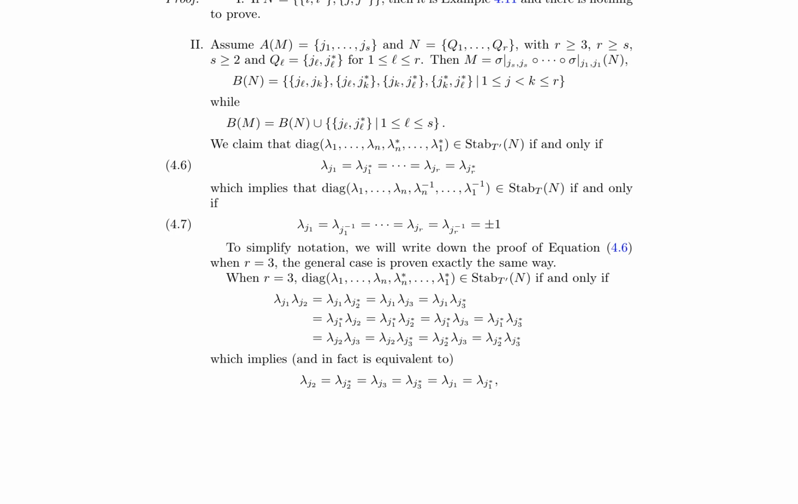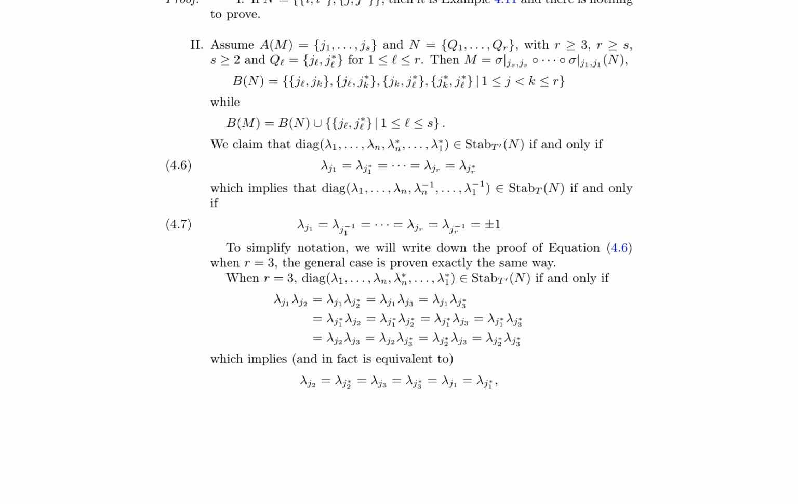plus or minus 1. A detailed proof is provided for the case when r equals 3, demonstrating that lambda j2 equals lambda j2 equals lambda j3 equals lambda j3 equals lambda j1 equals lambda j1, which implies the same equalities for the remaining entries.